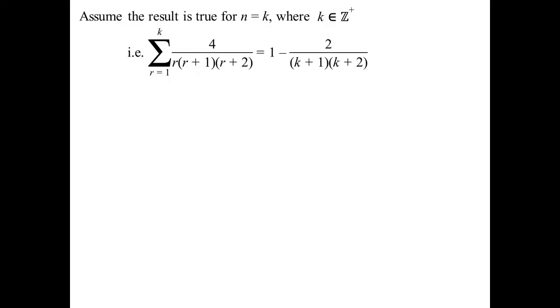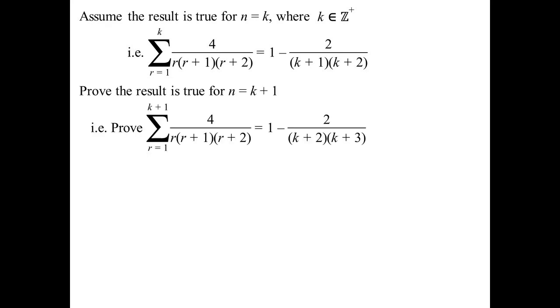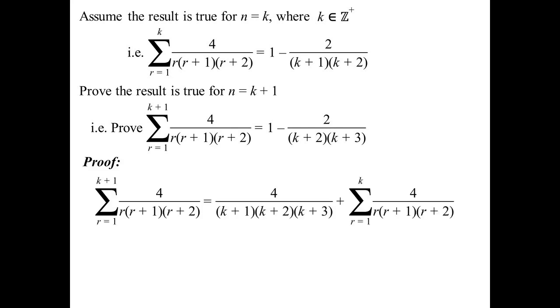Now, when I write my assumption down, I can start using symbolic notation. So assume the result's true for n equals k, where k is a positive integer. So there is my assumption. We're going to prove it for the next case. So that's what we're trying to prove. Okay, let's do a proof.